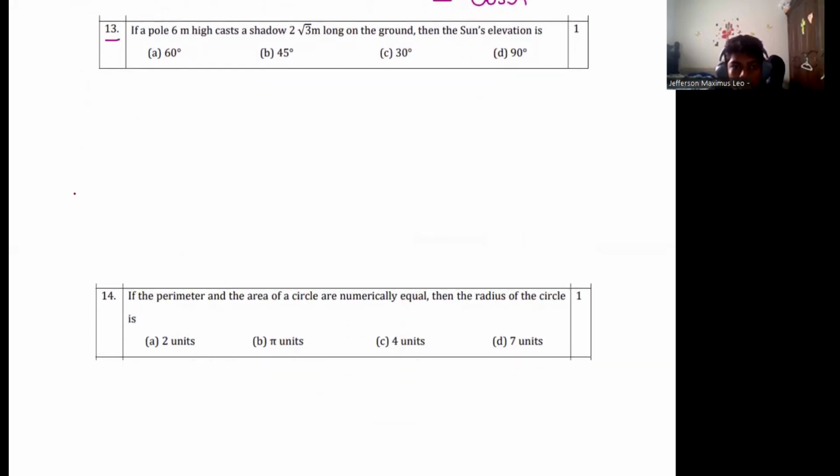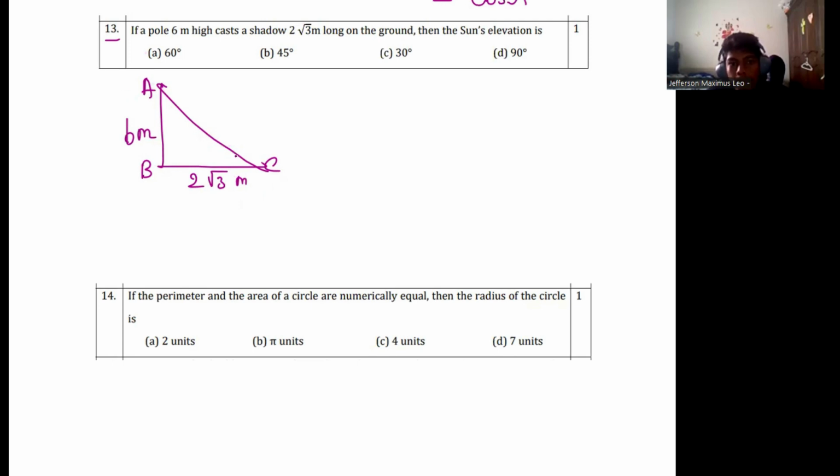Please read. If a pole 6 meter high casts a shadow 2 root 3 meter long on the ground, then the sun's elevation is. Okay. So put a right triangle initially. The shadow is horizontal. Therefore, the horizontal line represents the shadow 2 root 3 meter long on the ground. The pole is 6 meter high. This is the pole. For our convenience, we name it ABC. The sun's elevation.